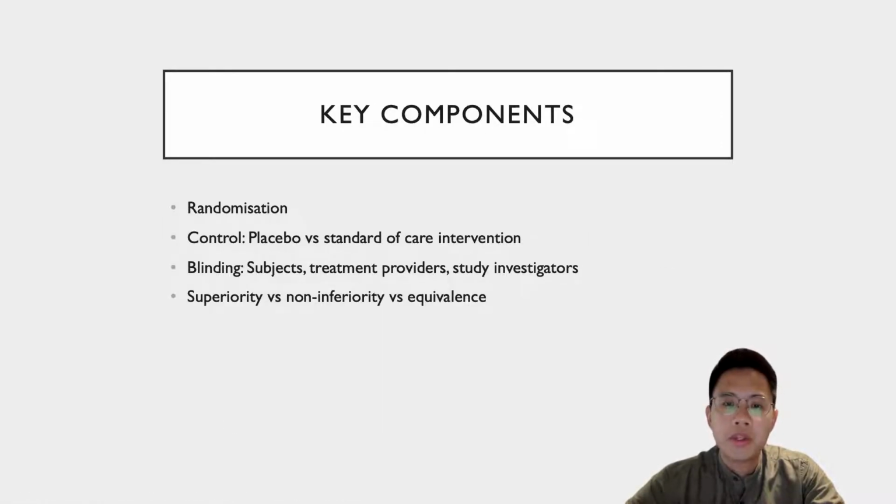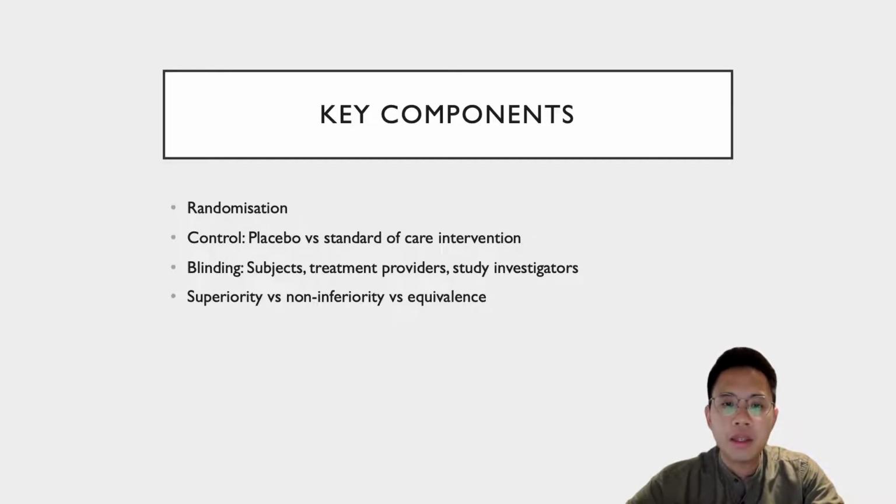So the key components of an RCT include firstly that of randomization. And randomization, when conducted well, will control for both known and unknown confounders. RCTs involve the use of a control that oftentimes takes the form of placebo or the pre-existing standard of care intervention. And having a control arm allows for direct comparison between the intervention and that baseline control variable.